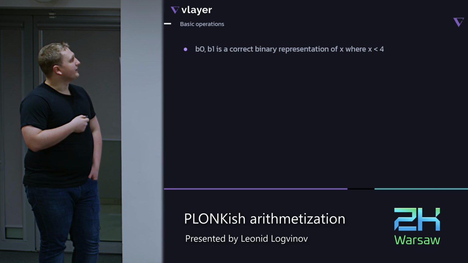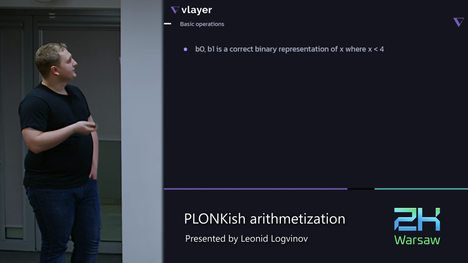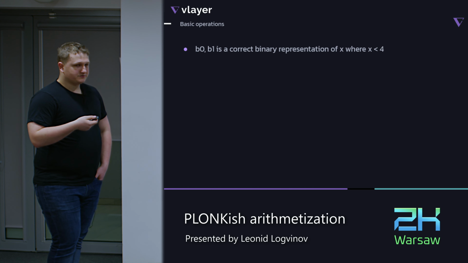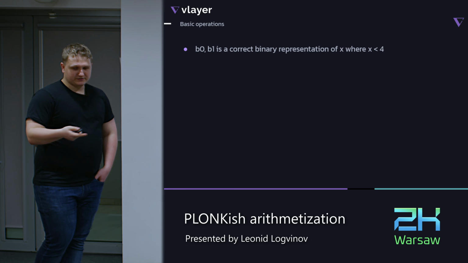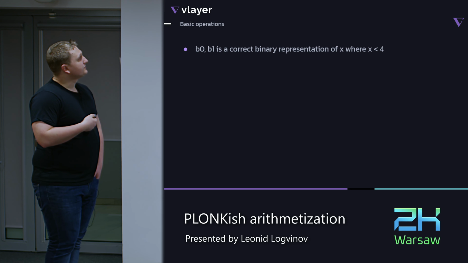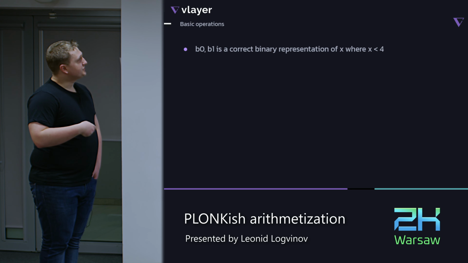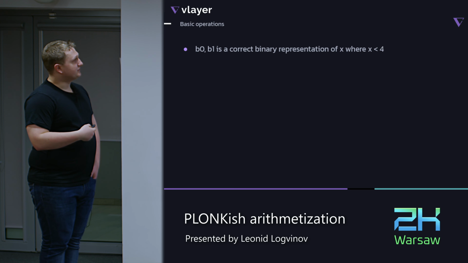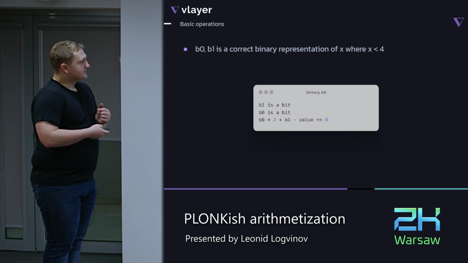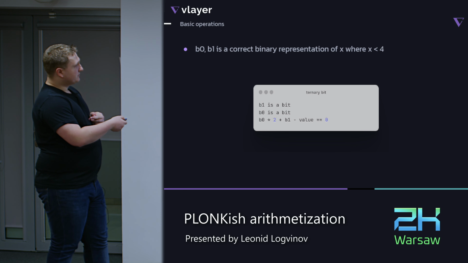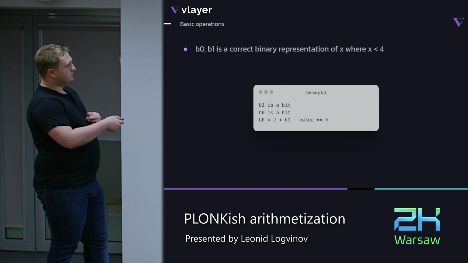So we will do that by first calling the unconstrained code to get the B0 and B1. Instead of doing those divisions and modulos, we will call the unconstrained code, and then we will check that this is actually the correct representation of X. So the idea here is, we will call the unconstrained code, and then we will assert that B1 is a bit, which we had on the previous slide.